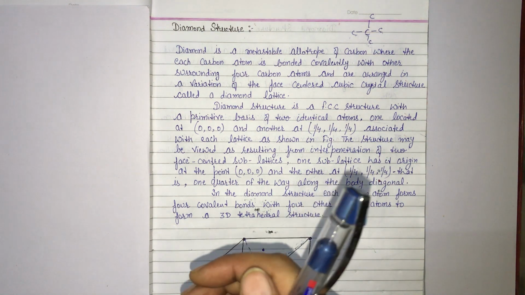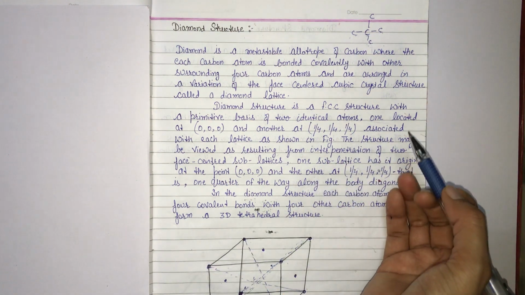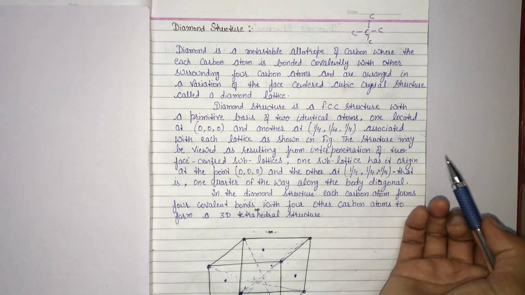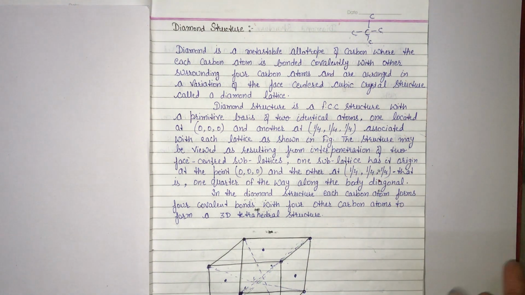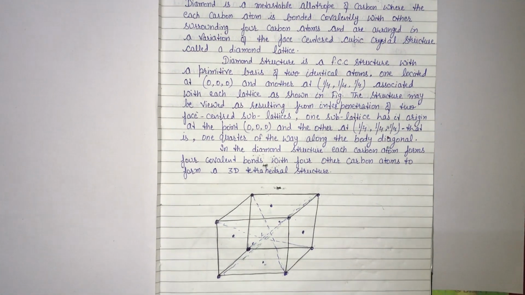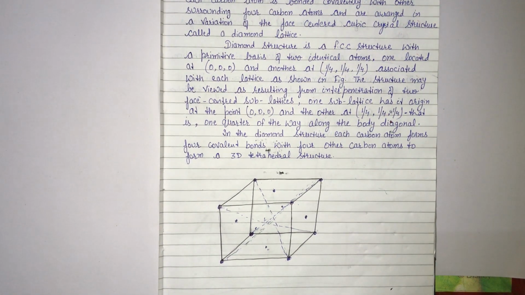Diamond structure is a face-centered cubic structure with primitive bases of 2 identical atoms. Carbon atoms are placed at the face-centered position and also along the 1/4 of body diagonal. So to understand the structure of this diamond crystal, let's start with its unit cell, which is a cubic unit cell.